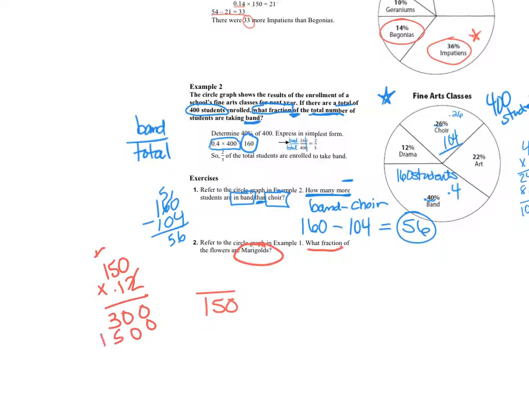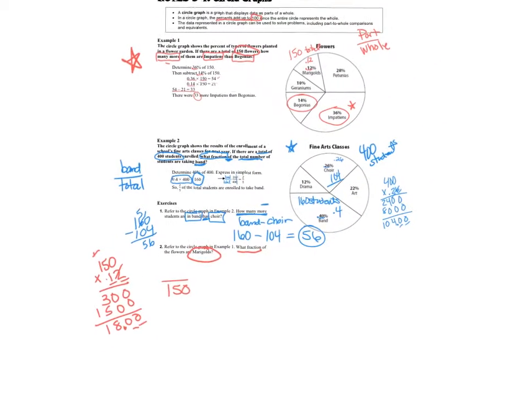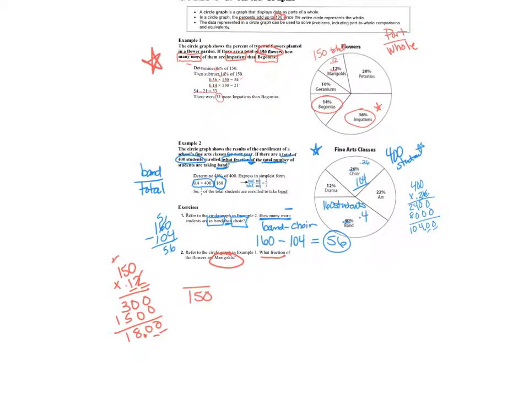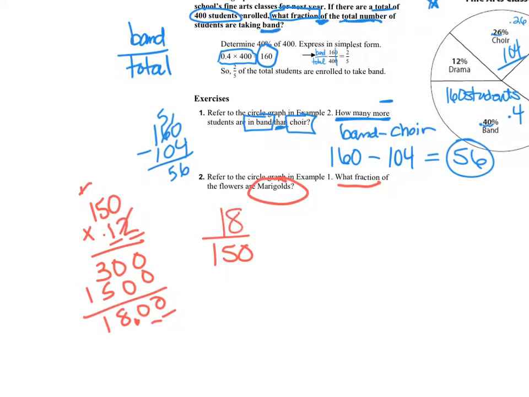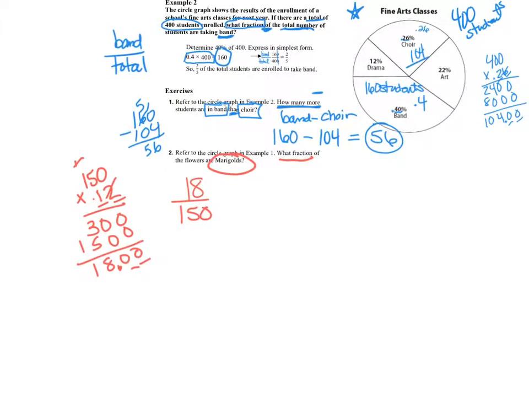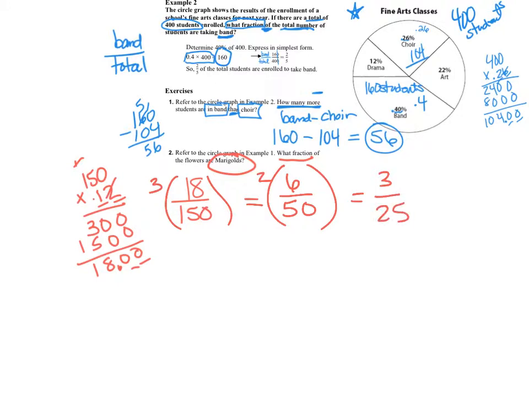I got 2 places behind my decimal, so there are 2 in my answer. Did y'all get 18? Yes. Is 18 the answer? So can we simplify this? 3 can go into 18 6 times, and 3 goes into 150 50 times. That gives 6 over 50, and we can keep on going. Divided by 2, we get 3 over 25. There you go. Can I reduce that anymore? No.